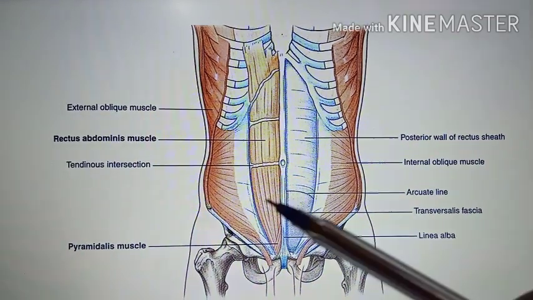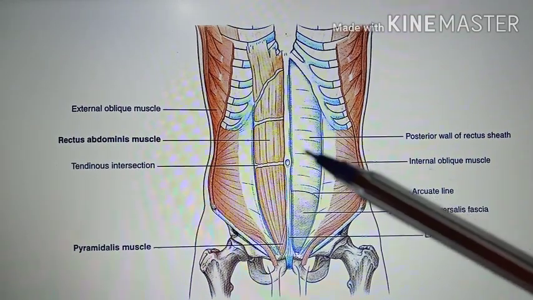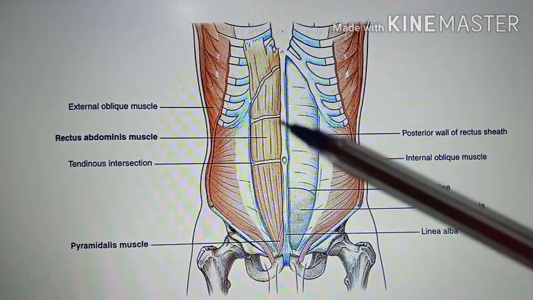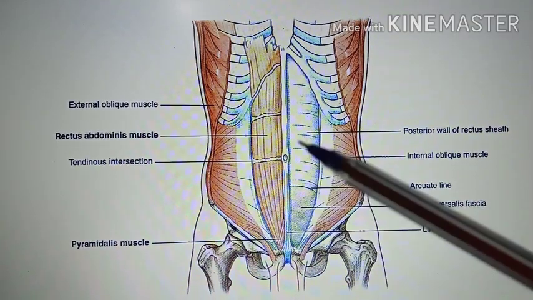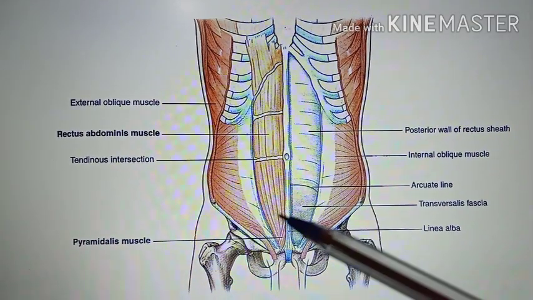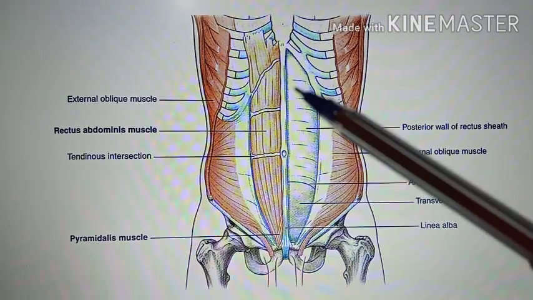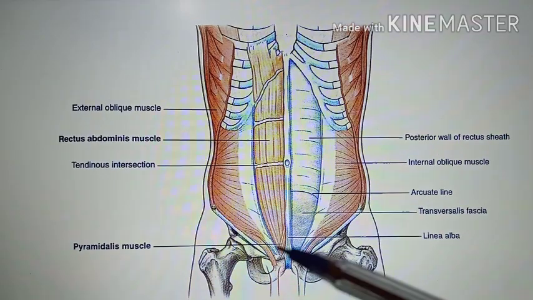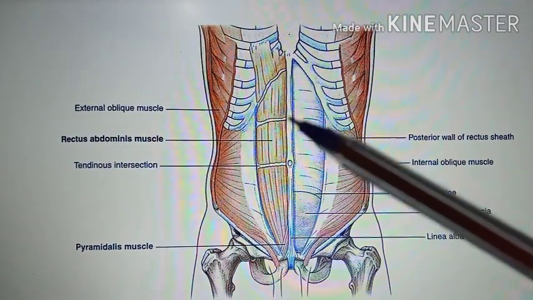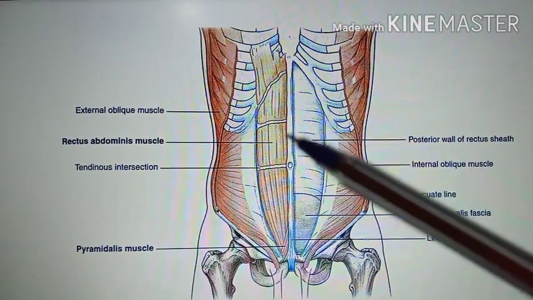In the coming slides we will study the individual muscles. Here I just want to show you the linea alba. In the midline you can see the median fibrous raphe. This linea alba extends from the xiphoid process up to the pubic symphysis.